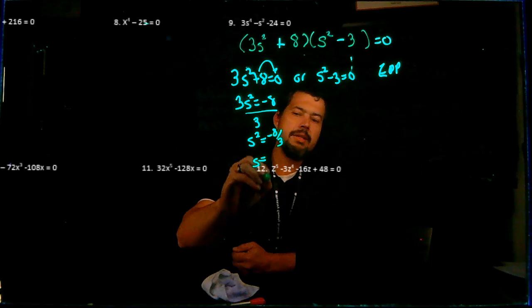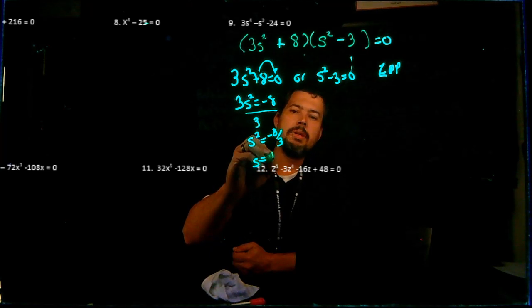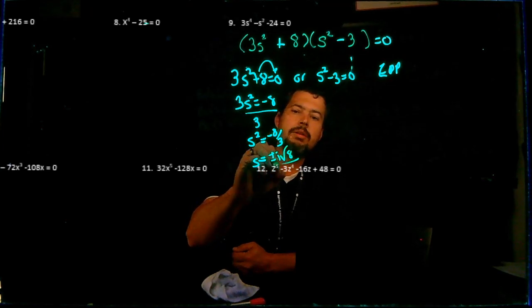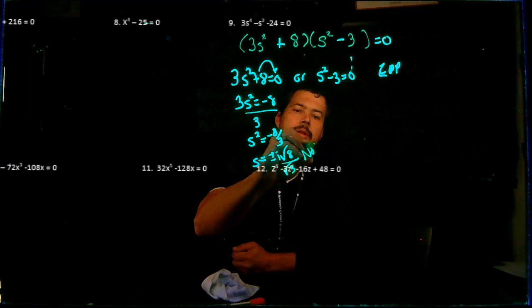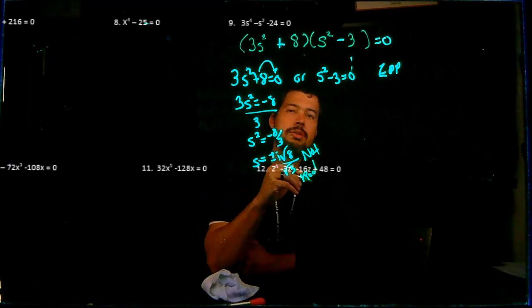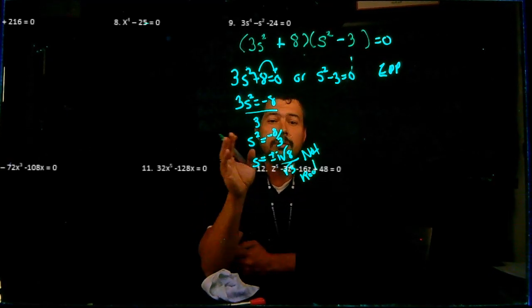That's going to give me that s is plus or minus the imaginary root of 8 over the imaginary root of 3, and this is not real. So I'm not actually interested in that answer because all I wanted was the real ones.